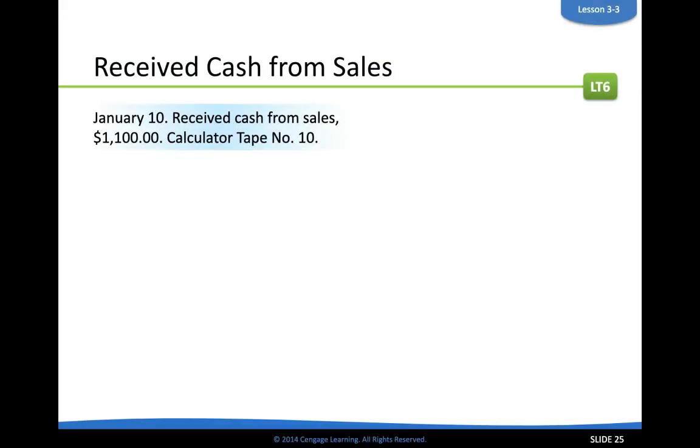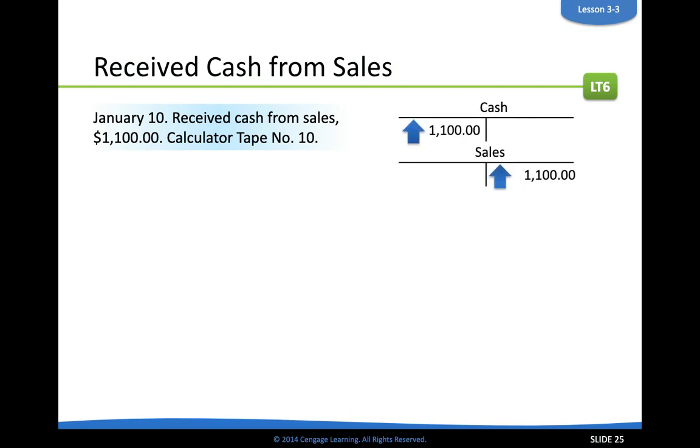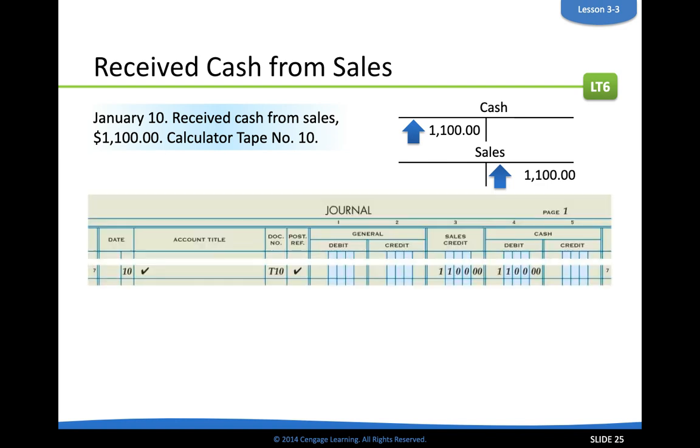First transaction we'll look at, receive cash from sales. And as you'll remember, just as we've done previously, when you receive cash from sales, that is going to be a debit on the cash side, which is increasing our cash account because you're receiving cash for $1,100. And then our sales, which is an owner's equity account, is also going to go up, which means we are going to credit sales. So let's look at how this shakes out in the journal that we've been working on.